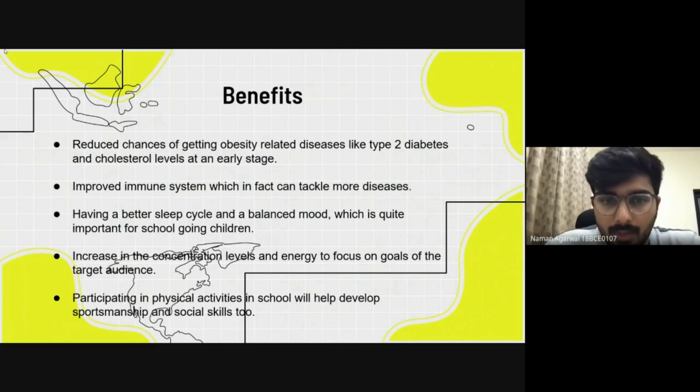So now coming to benefits, there are various benefits that the target audience might achieve once they adopt the desired behavior. One such is having reduced chances of getting obesity-related diseases like type 2 diabetes and high cholesterol levels at an early age. Reducing obesity can improve the immune system of the body, which in fact can tackle more diseases. It can also result in a better sleep cycle and a balanced mood, which is quite important for school-going children. It is observed that it can also result in an increase in concentration levels and energy that will help them focus on the goals. Another would be that participating in physical activities in school will help develop sportsmanship and social skills too.